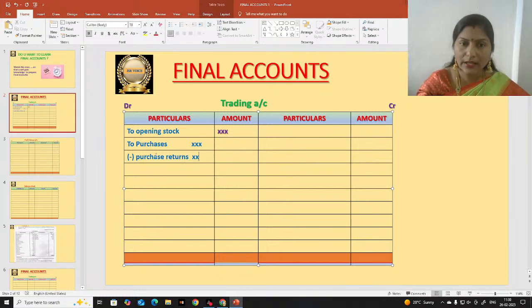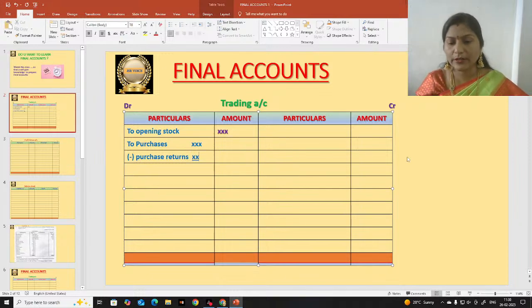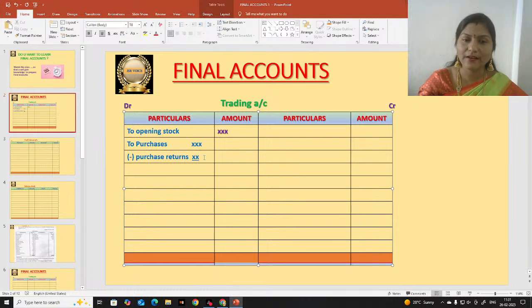Then after deducting purchase returns from purchases, you will get one value. Suppose the purchases amount is 5,000 and the purchase returns amount is 500. From 5,000 if you deduct 500, you will get 4,500. You should record 4,500 in the amount column. Hope this is clear for everyone.